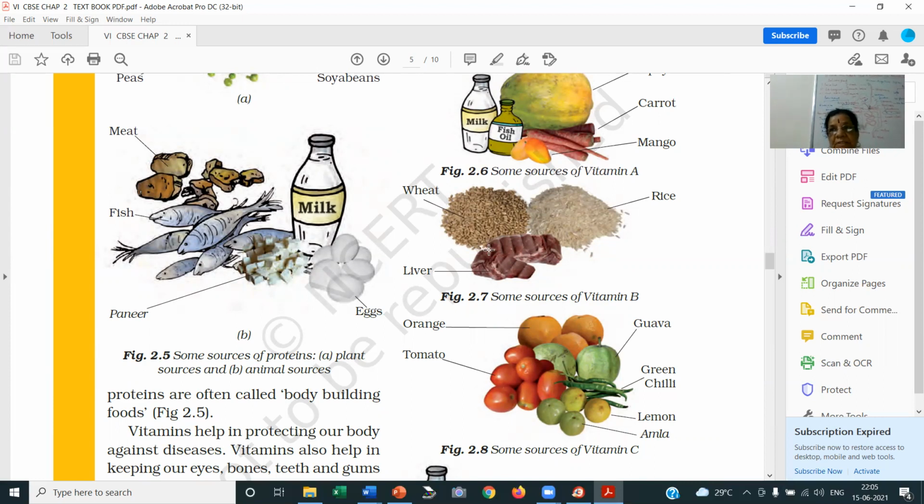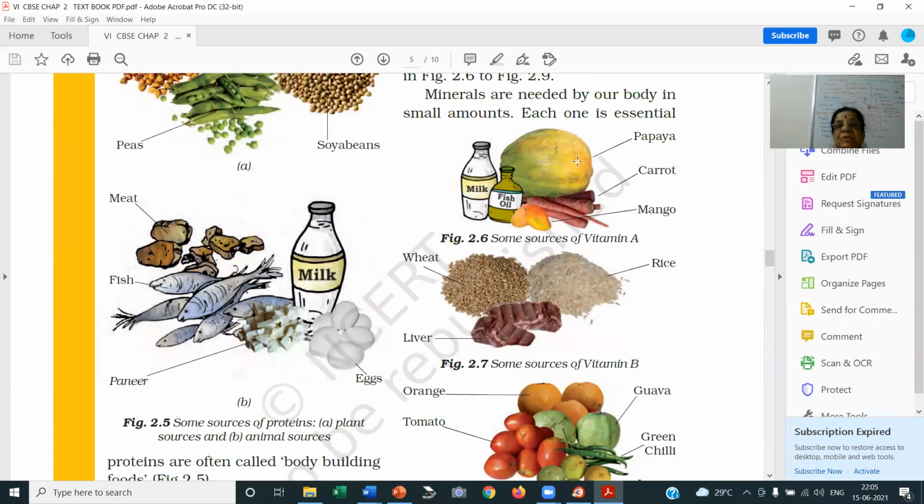there are fat soluble vitamins and water soluble vitamins. Fat soluble vitamins are vitamin A, D, E and K, whereas water soluble vitamins are vitamin C and B complex. B complex means B1, B2, B3, B4, B6 and B12. I hope you remember. So I will not repeat all this again. If you go through the picture, you should be able to understand.